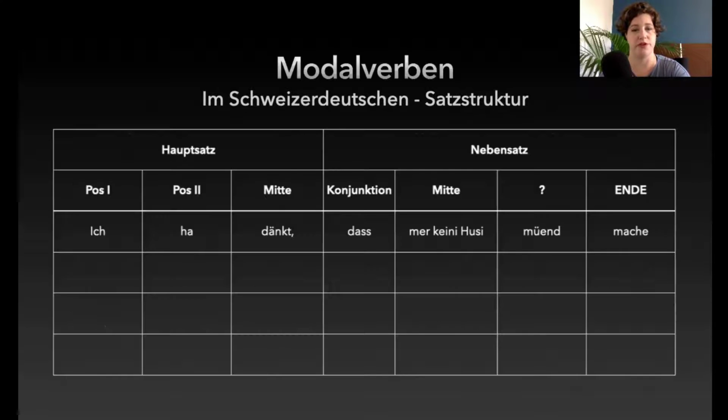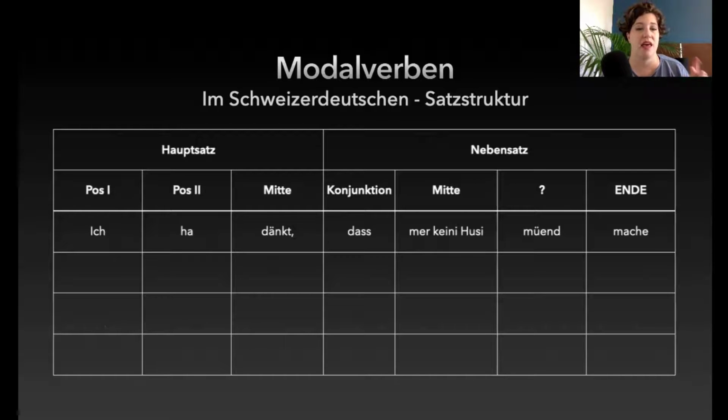Oh, I made a table for you. Okay. Then if in the High German sentence, the conjugated verb, the modal verb, goes all the way to the end, then in Swiss German, in the subclause, it's the other way around, only in a subclause. Let's look at it on a table. I love me some tables.